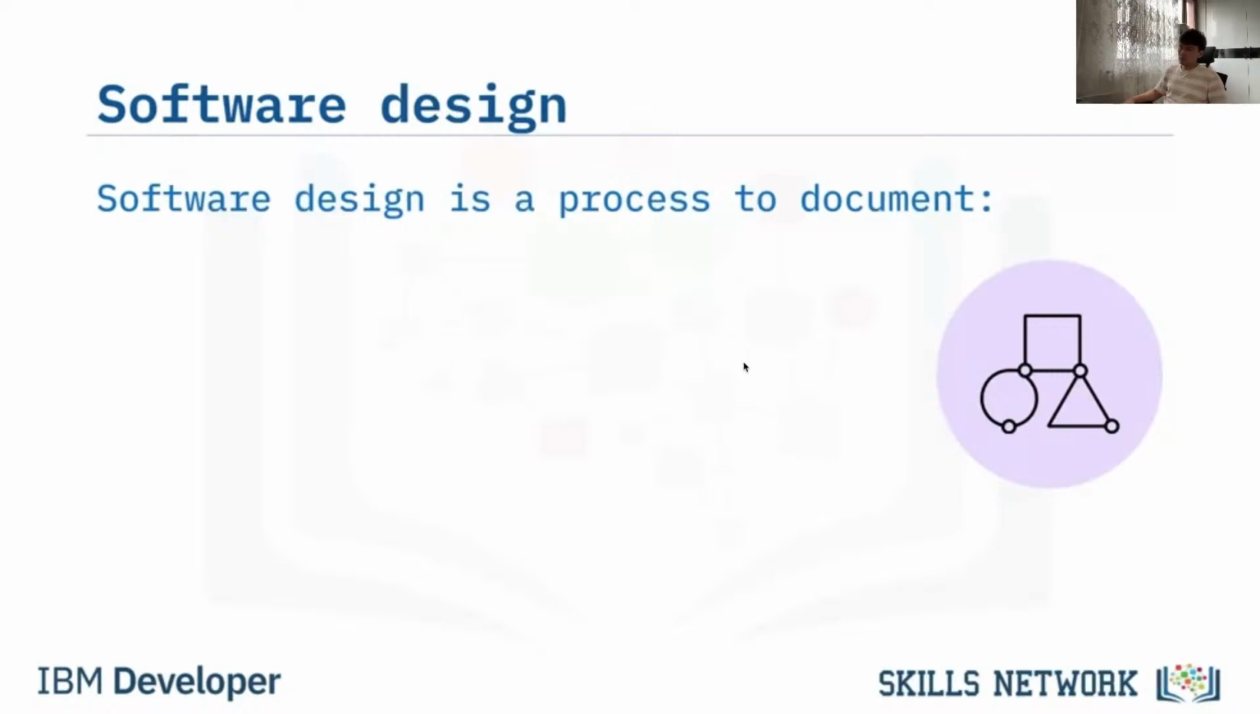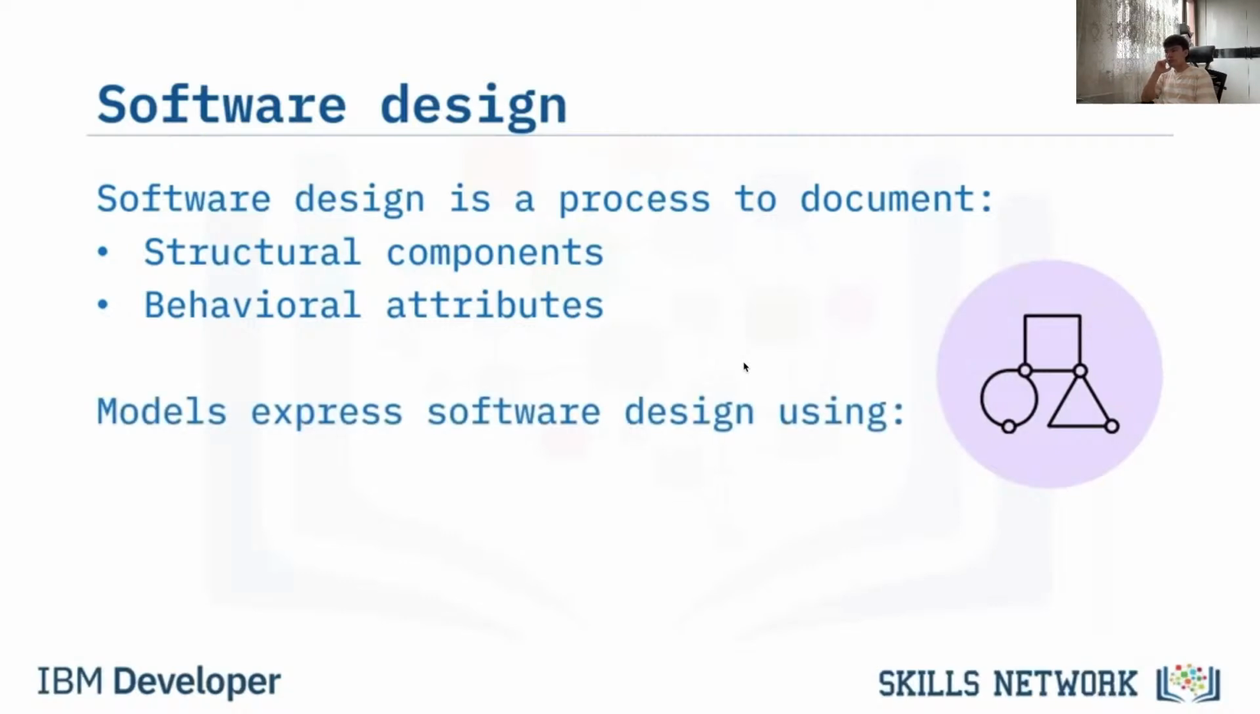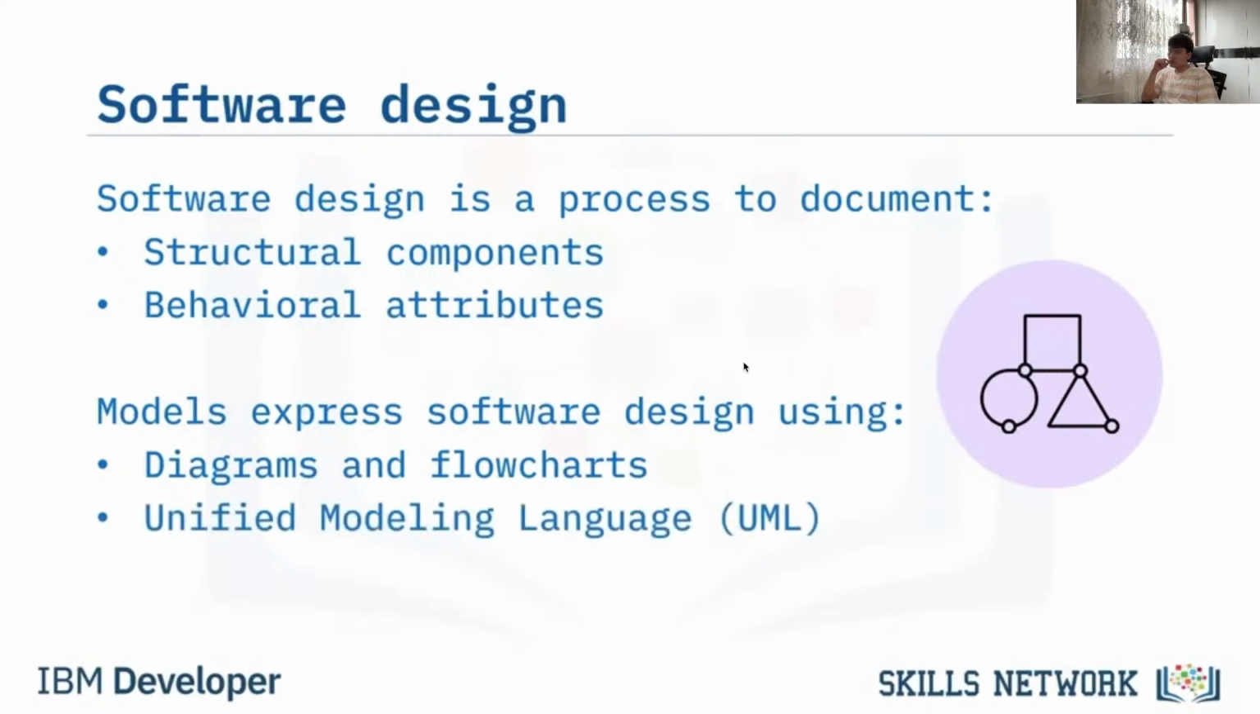Software design is a process during which structural components and behavioral attributes of the software are documented before it can be developed. One of the key activities of the design process is modeling the software to express its design. This involves creating visual or diagrammatic representations of the bigger software solution and its subcomponents, as well as the interactions between them. This can be done using simple flowcharts or more standardized methods like UML.